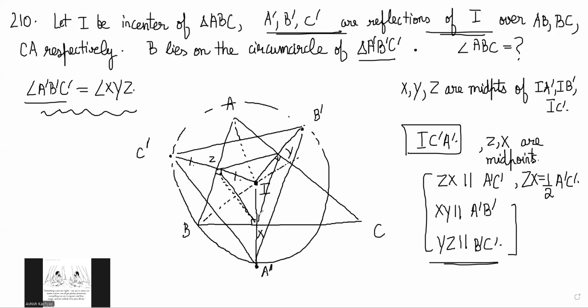So if it is equal to angle XYZ, then, if we think about it, what is the relation between angle XYZ and angle XIZ? Think about that. What is the relation between angle XIZ and XYZ? So if this is a cyclic quadrilateral, angle XIZ is twice of angle XYZ. Why?